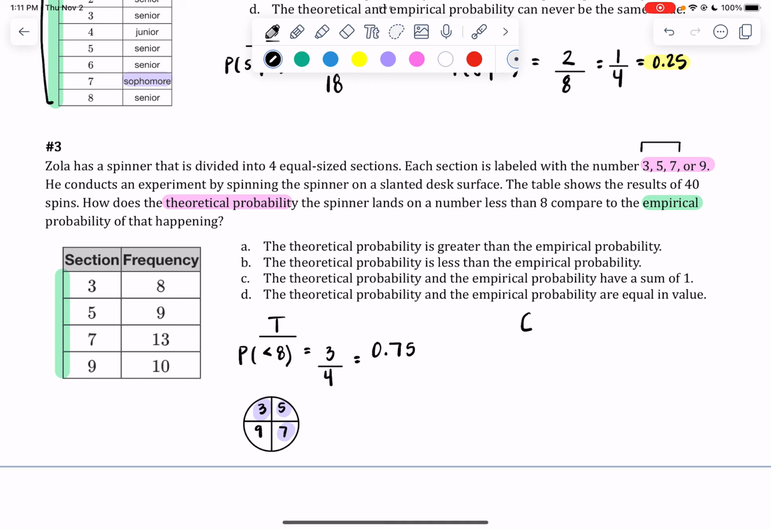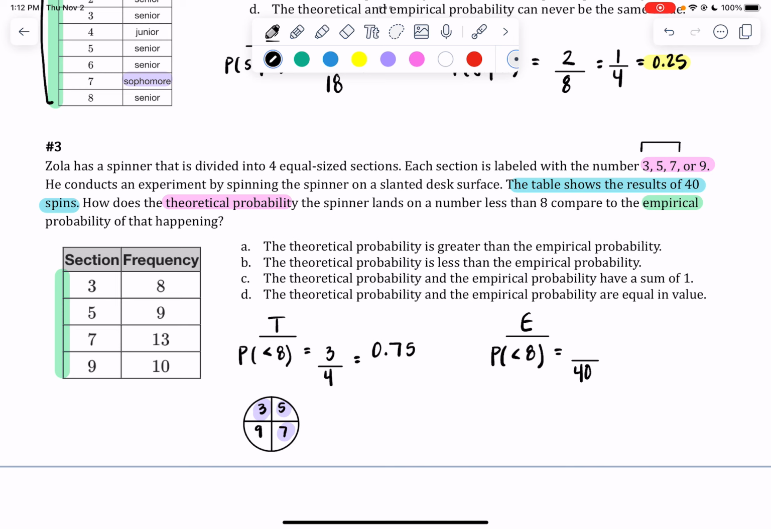And then for our empirical, it's based on what happens in the table. So the probability that we end up with something that is less than 8. We want to figure out how many favorable outcomes we have. That's going to go in the numerator over how many total possible outcomes there are. And the total possible outcomes, they told us in the problem, it says the table shows the results of 40 spins. So we don't even really have to count up all the spins. You definitely can. It should end up being 40. But that's going to be our total amount of outcomes. It's the total amount of experiments, how many times you spin the spinner.